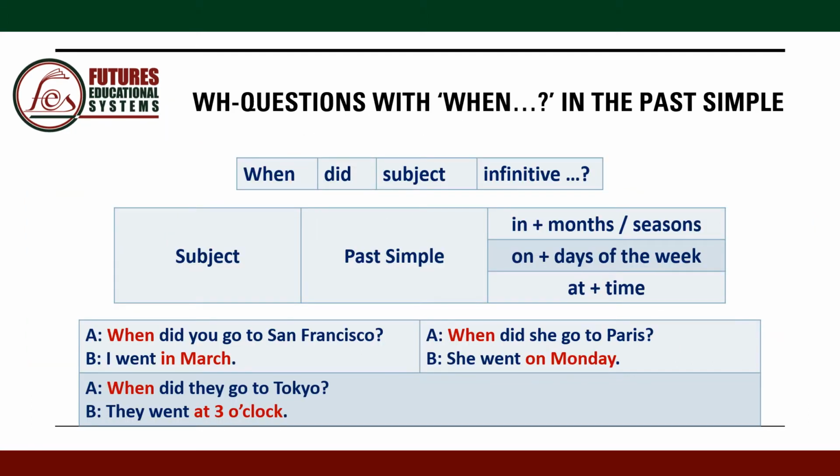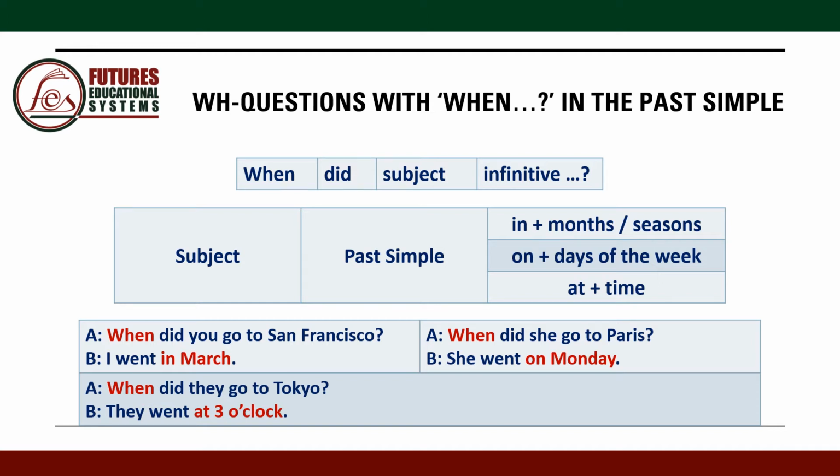So first, let's look at the WH questions with when in the past simple. To form a question using when, we use the form when plus did plus the subject plus infinitive. And this question asks about the time. When did you go to San Francisco? When did they go to Tokyo? To answer this question, we start with the subject plus the verb in the past simple tense plus the timing that forms the answer. So, I went in March. They went at 3 o'clock.